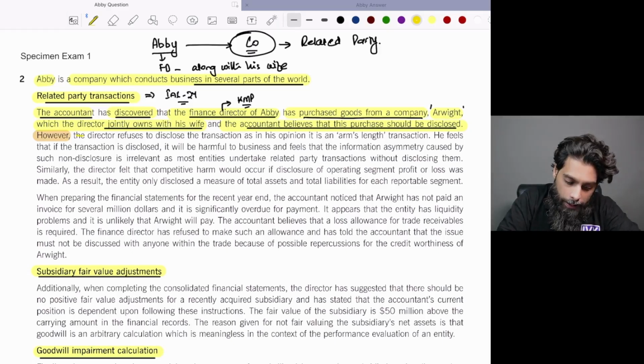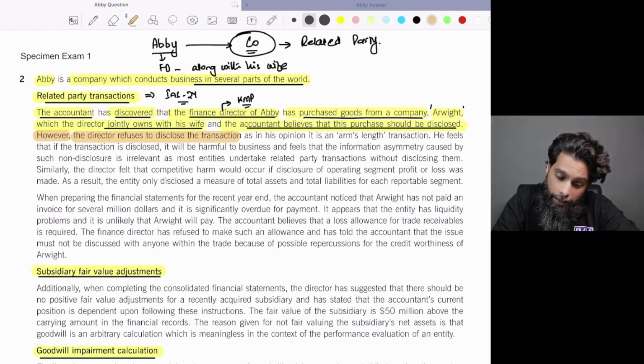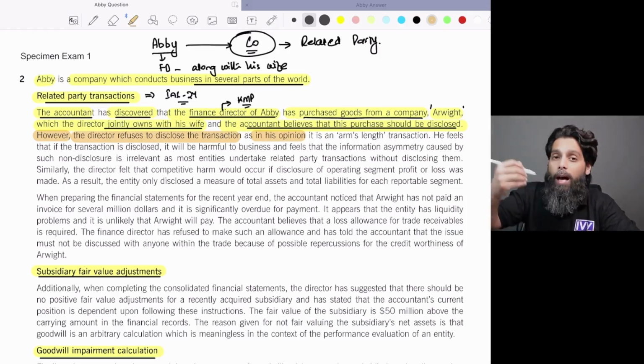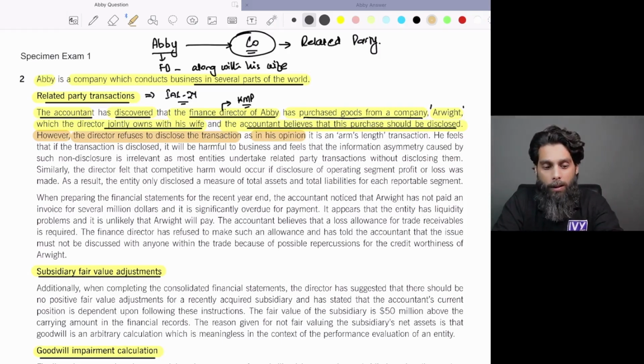So however, the director is refusing to disclose the transaction as in his opinion. So he is trying to justify his position by providing his opinion. You see, whenever you prepare financial statements, you need to make sure that you apply IAS and IFRS in their entirety. There can be no opinion and cherry picking about applying a particular accounting standard. There is no opinion of an accountant, right?